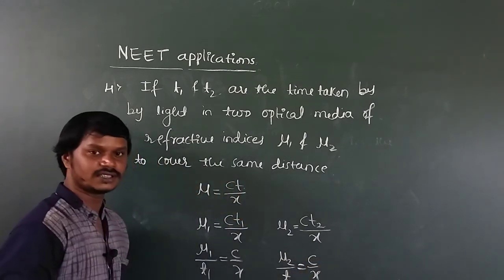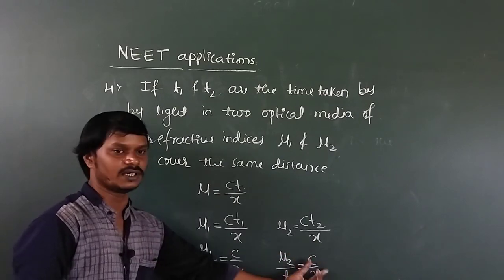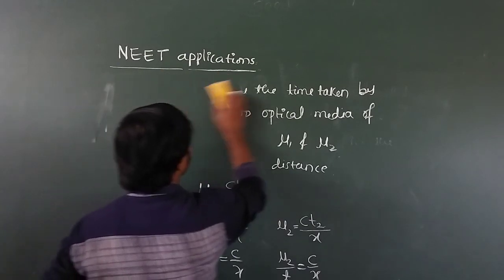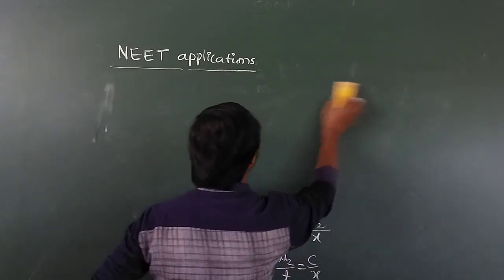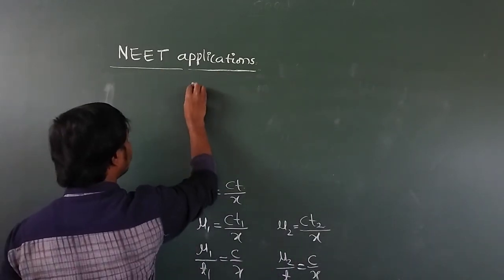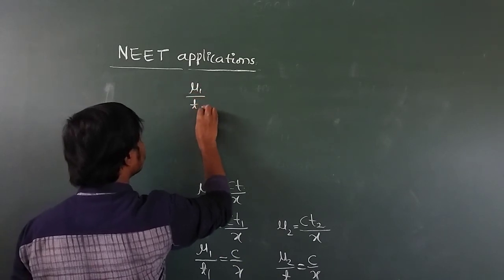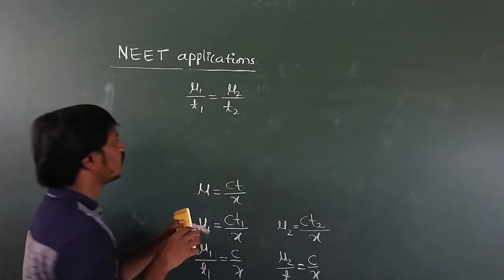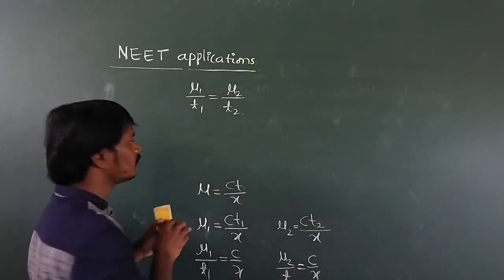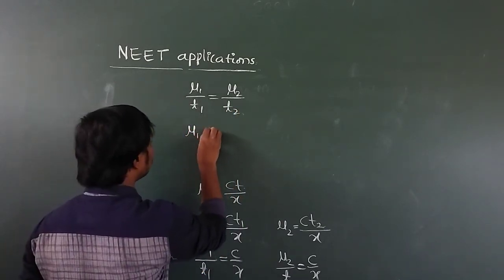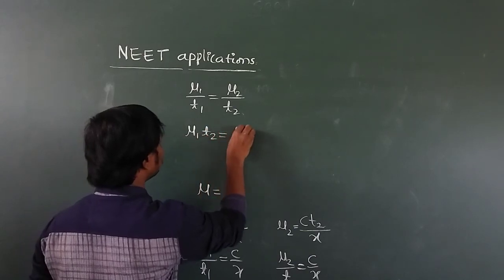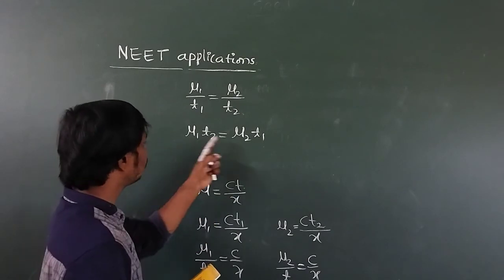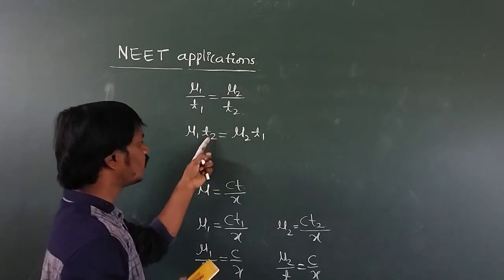From these two equations the right hand sides are equal, so the left hand sides must be equal. Then mu1 by t1 is equal to mu2 by t2. Taking t2 to the left hand side, mu1 into t2 is equal to mu2 into t1. So this is the relation connecting mu1, mu2, t1 and t2.